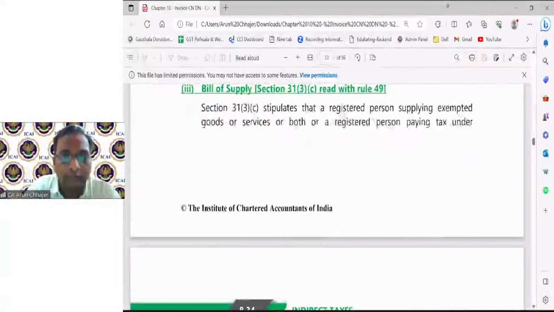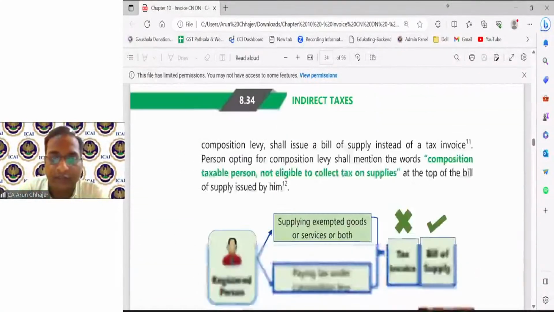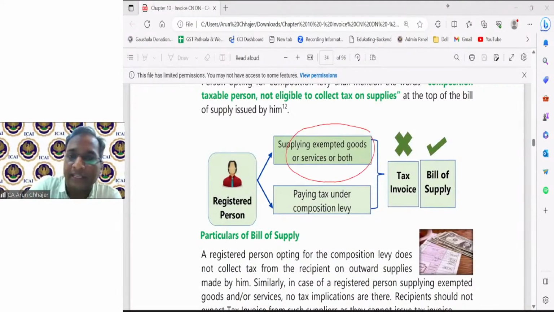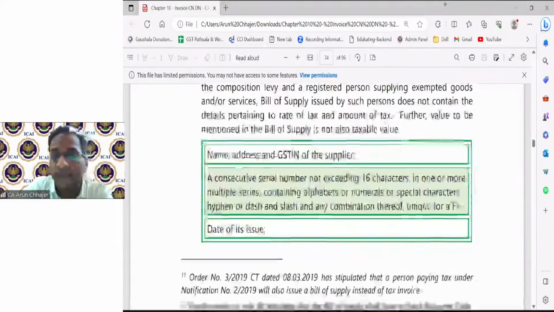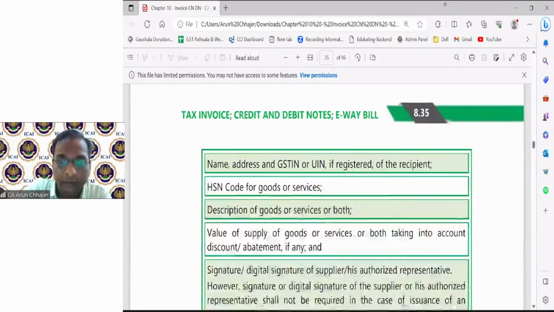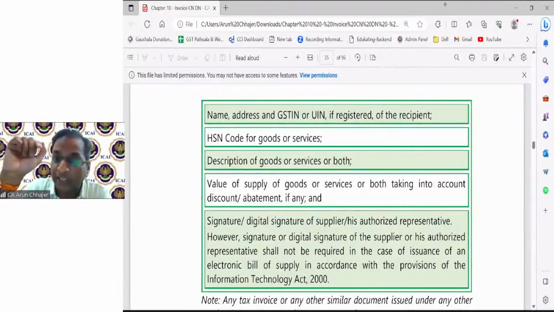Now, what is the bill of supply? We have already discussed what a bill of supply is. If the supply is of exempted goods or services, or the supplier is registered under the composition levy, then the bill of supply would be applicable. What is the content of the bill of supply? Name, address, GST number, 16 characters, date, name, address and GSTN and UIN if registered, HSN code, description, value, digital signature, etc.